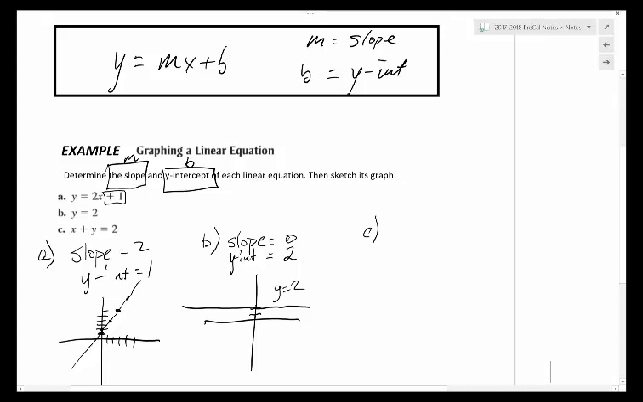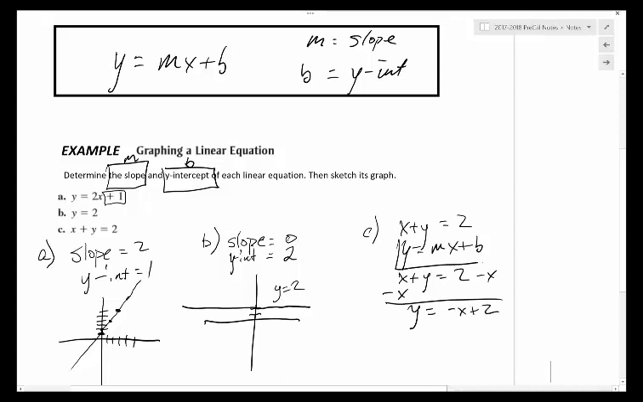On C, I have x plus y equals 2. In order to really get this into the format I need, I have to put it into the y equals mx plus b format. Meaning I have to start with my equation of x plus y equals 2. I need it to be in y equals mx plus b, which means I need to isolate the y value in order to find what I'm looking for. So I'm going to take x plus y equals 2, subtract x from both sides, and y will equal negative x plus 2.